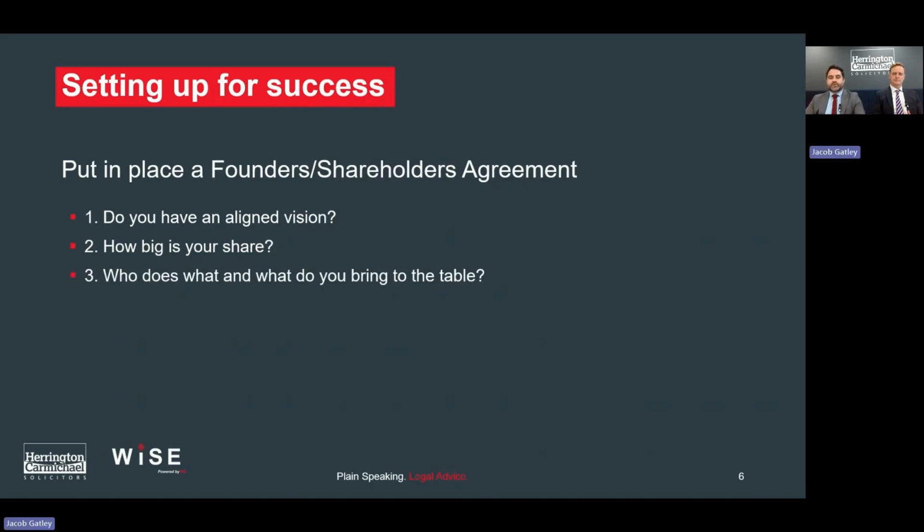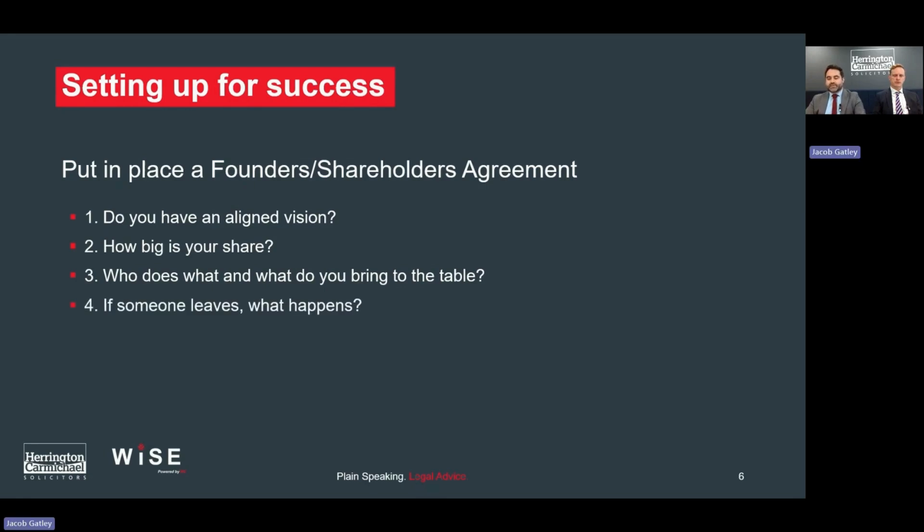Number 3, who does what and what do you bring to the table? It's really good to define your roles clearly and set performance targets based on those roles. It means that everyone's held accountable, and also founders may be required to contribute cash or assets into the business.